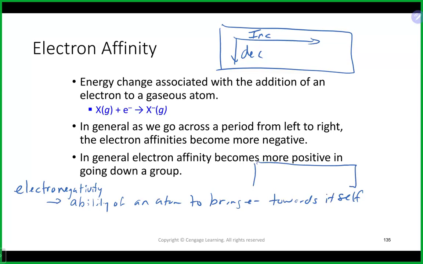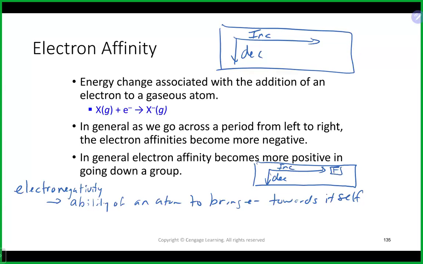Electronegativity also increases as you go up and to the right. By the way, fluorine is the most electronegative element you could have, and it decreases as you go down. So electron affinity is actually the energy change that occurs when somebody gains an electron. Electronegativity is the ability of that element to bring electrons towards itself. Not surprisingly, they kind of go in the same trend.